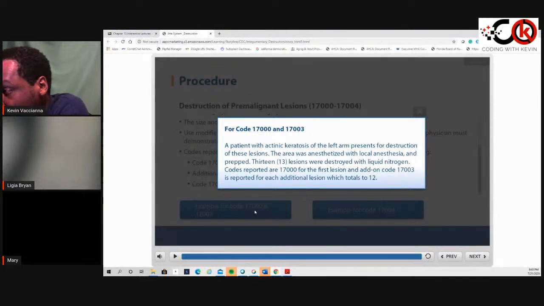So this one says a patient with actinic keratosis of the left arm presents for destructions of these lesions. The area was anesthetized with local anesthesia and prepped. 13 lesions were destroyed with liquid nitrogen. Codes reported are 17000 for the first lesion, and add-on code 17003 is reported for each additional lesion, which totals to 12. Okay? So that's how you're going to report these codes. Any questions on this before we move on? No.